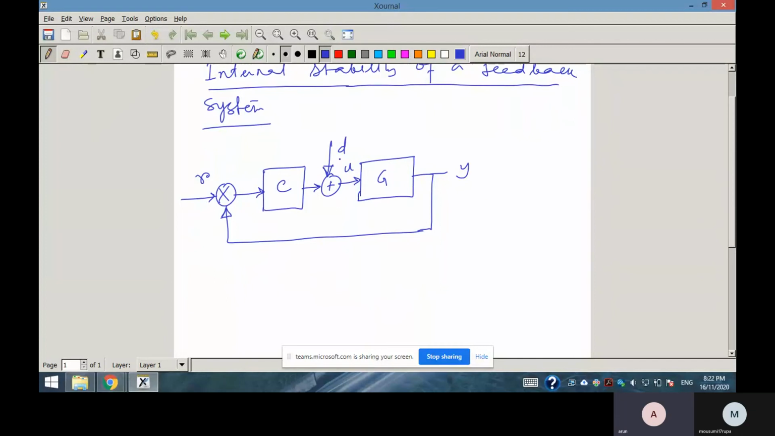So here I will consider U, because ultimately R and D are bounded signals. Of course, exogenous signals are all bounded signals.